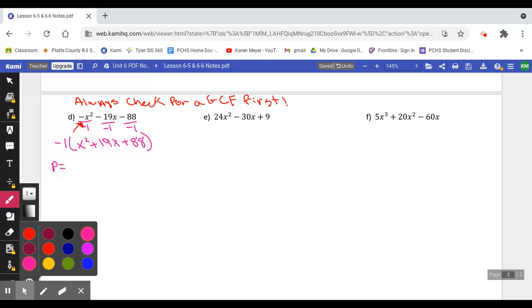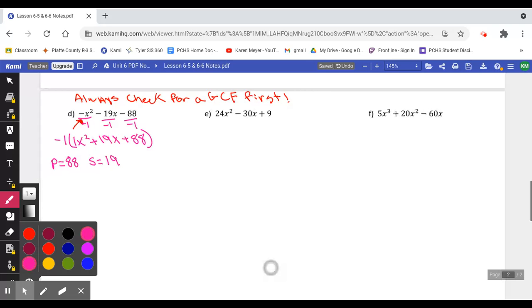And then my product would be 1 times 88, which is 88. My sum is the middle number, which is 19. So my job is to think of two numbers that multiply for 88 that will add for 19. And if both my product and my sum are positive, then that means both my factors are going to be positive as well. So hopefully everybody's thinking to themselves, my factors would be positive 11 and positive 8.